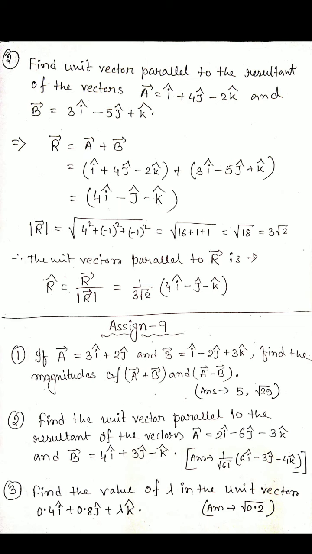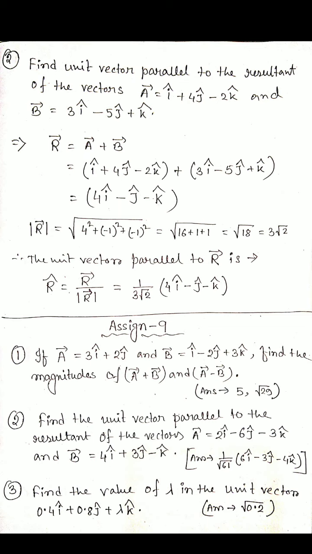We find its magnitude: root over rx square plus ry square plus rz square, because there is a plus in the formula. If we compare with rx i hat, ry j cap and rz k cap, we get rx equals 4, ry equals minus 1, and rz equals minus 1, because the formula is with plus, so we write the minus values as they are. So rx is 4 square, plus ry is minus 1 square, plus rz is minus 1 square. We get root over 18, that is 3 root 2.